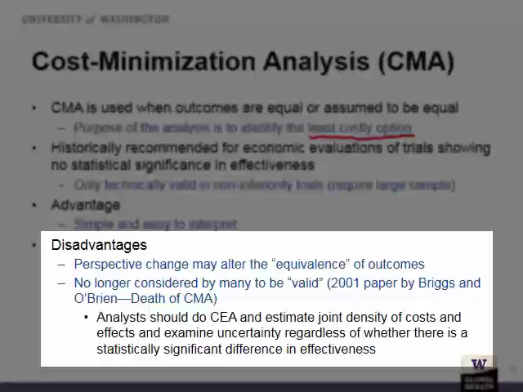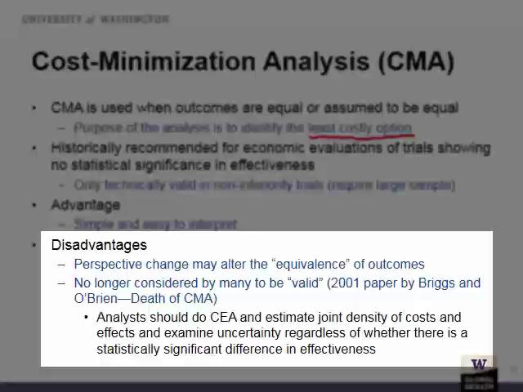Many people don't consider this to be a method of evaluation anymore, although I have found it useful, as we'll see in the next few slides. But there was a famous paper written by Andy Briggs and Bernie O'Brien called The Death of Cost Minimization Analysis, in which they argued that even when you have equivalence of outcomes, you should examine the joint distribution of both costs and outcomes. And therefore, doing cost minimization studies wasn't a good idea at all.